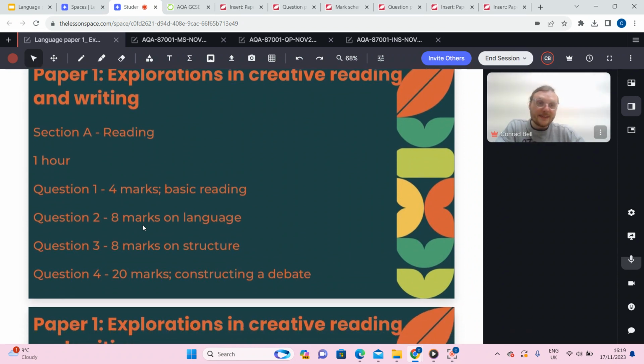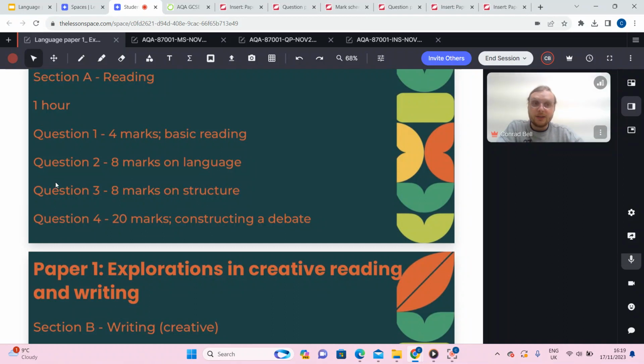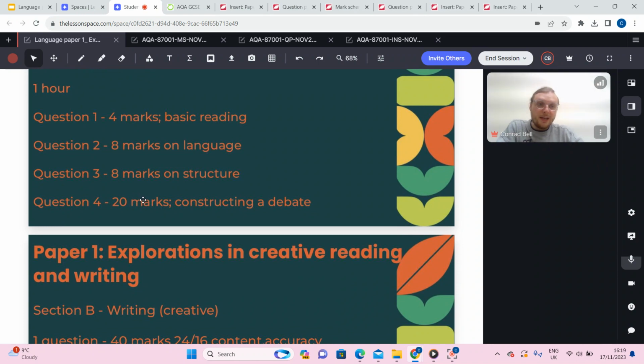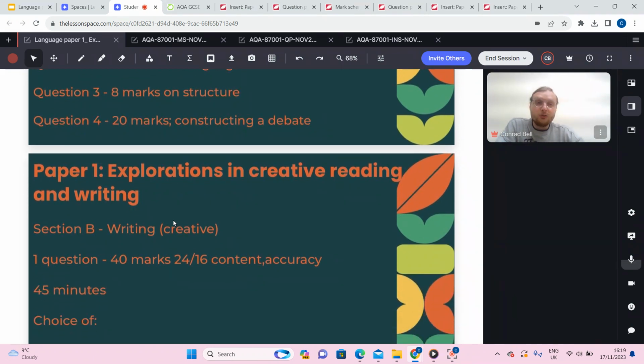In this one, you get 4 questions. You get 1 four-marker, which is easy, and your student should not be dropping any marks there. Then you've got question 2 on language and question 3 on structure, both 8 marks. And then you've got the big 20 marker at the end, which is kind of constructing a debate. It's more about analyzing what somebody has said, and you need to back that up or go against it using evidence from the text. You normally support it, and you can also put some contrasting views in there as well. Depends what the question is.